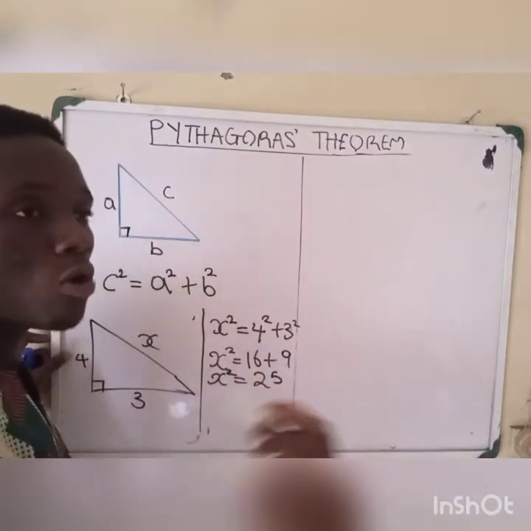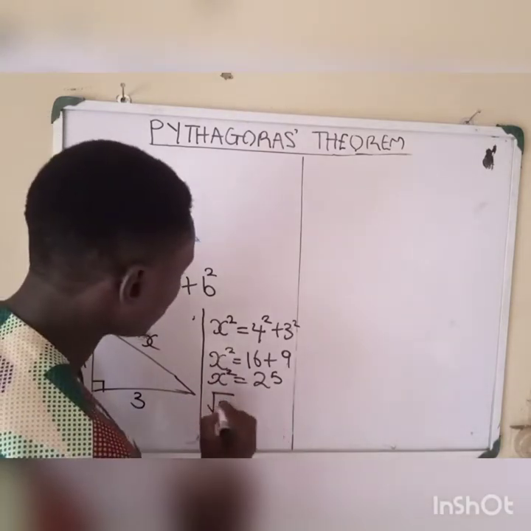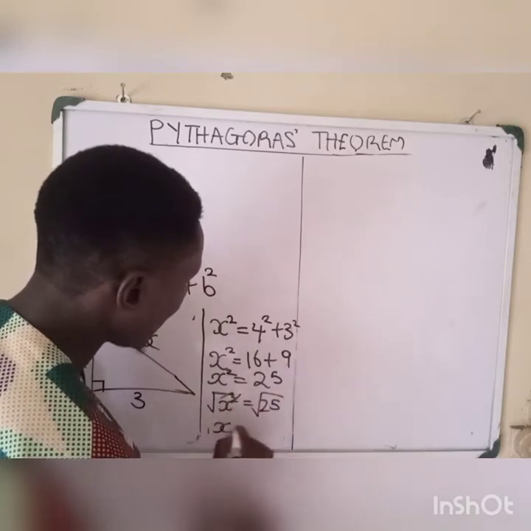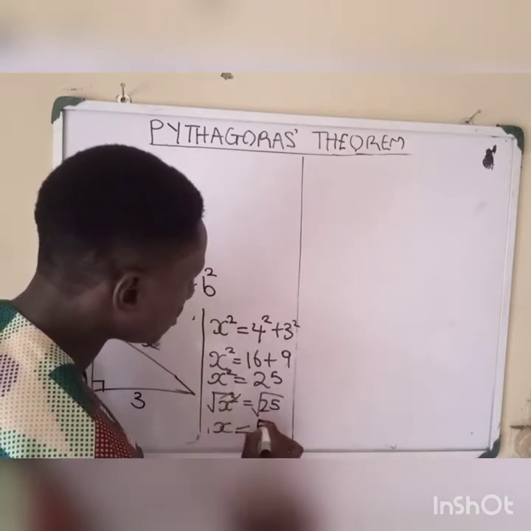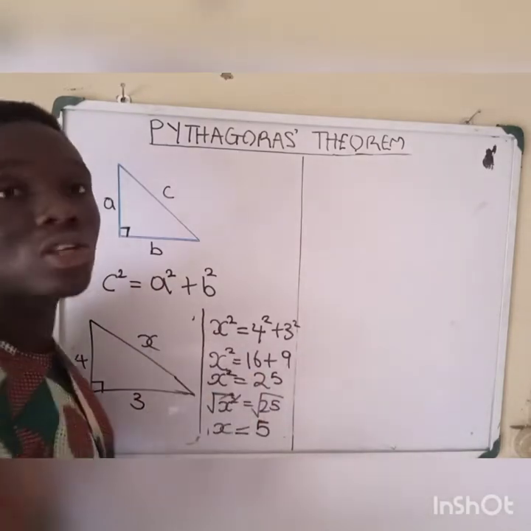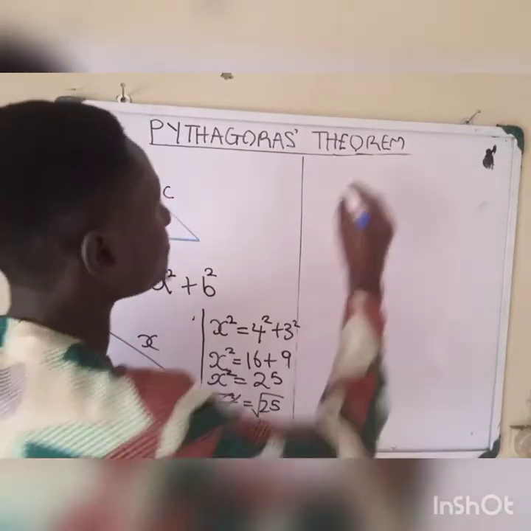For this square to go away, we take the square root of both sides. Now when we take the square root of both sides, we have that x is equal to the square root of 25, which is 5. So this missing side here, or this x, is equal to what? 5. Let's see one more example to make this clearer.